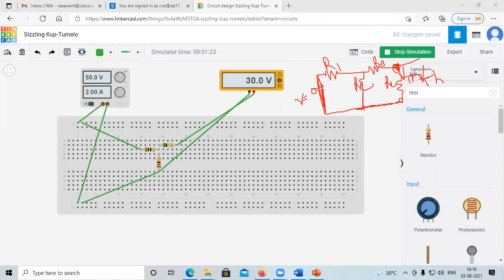So this is to be done. Then we want to measure the resistance RTH across this terminal.